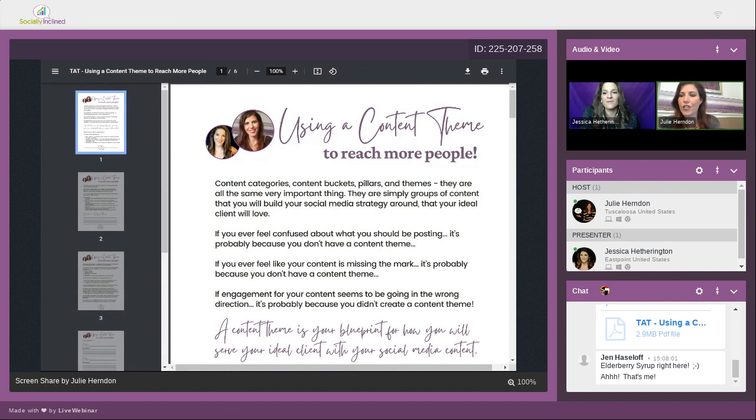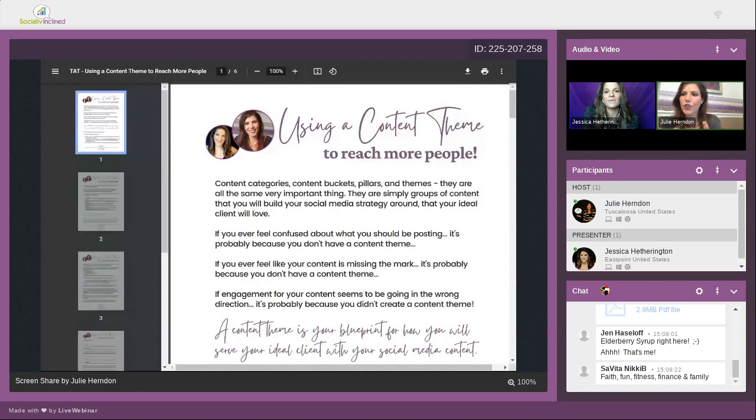Okay, so you're trying to reach your target market. And you may have heard these called content categories, content buckets, content pillars, themes. They're all the same. You're just coming up with some categories that you can have as a go-to to pull content or ideas from. For sure.